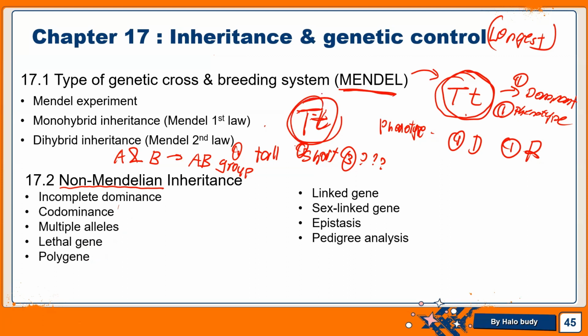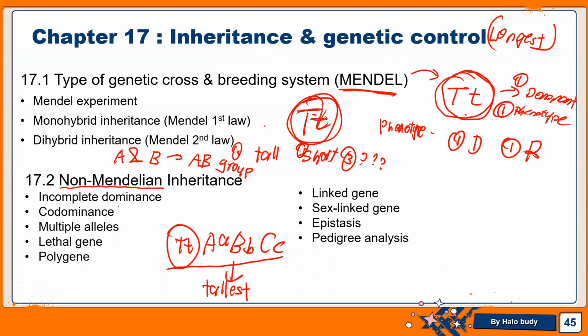Not only one gene, not only this TT. Maybe there is AA, BB, CC. There are many genes controlling the height only. Height is controlled by, say, 4 genes for one organism. This is polygene. The others, linked genes and sex-linked genes, are the same. Actually, sex-linked genes involve the sex chromosome. Linked genes involve the autosomal chromosomes.